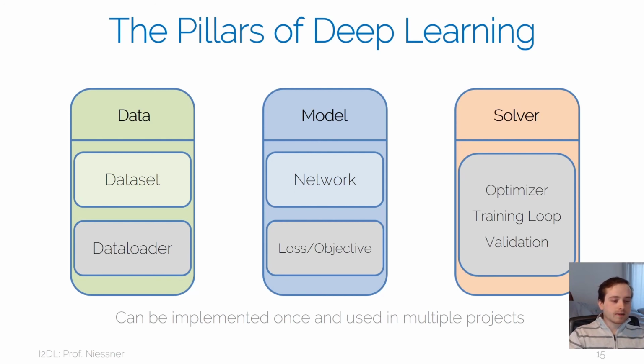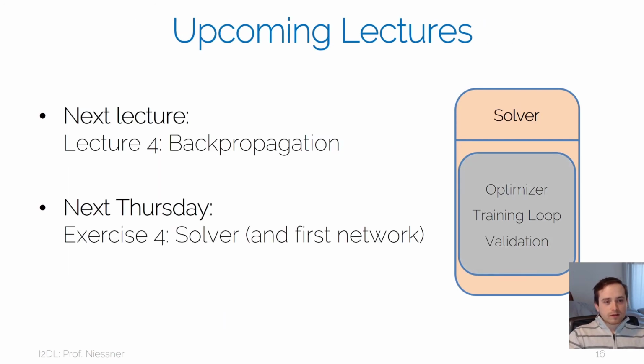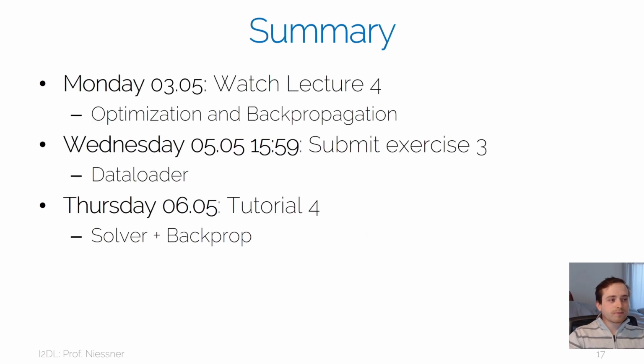That's mainly it for today. In the next lecture, which is on Monday, you will be talking about backpropagation. And then next Thursday, we have exercise 4 that we will be introducing, which implements the solver pillar of deep learning. We will be implementing an optimizer and a training loop. So don't forget the exercise by Wednesday.